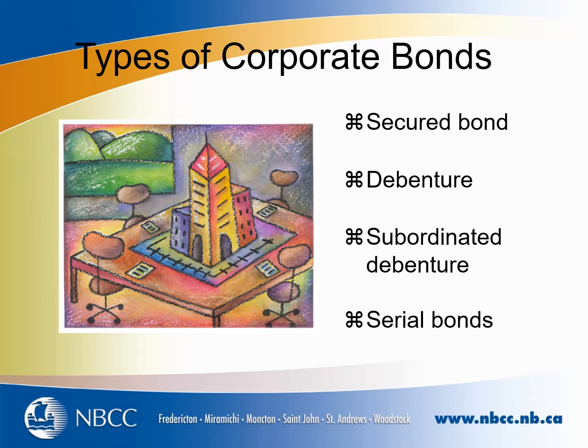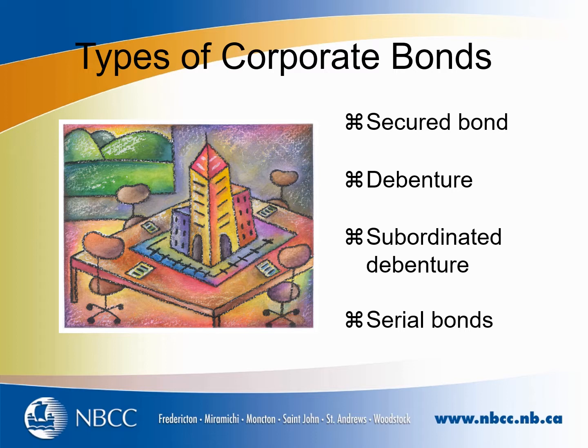I've listed several types of corporate bonds here, and I'll just go through the definitions of these types of corporate bonds. The first one is a secured bond, which is pretty self-explanatory. A secured bond is a bond that is secured by some type of an asset. It means that if the bondholder were to default on the bond and not make the payments that they're supposed to pay, the investors would have an asset that could be liquidated in order to pay them.